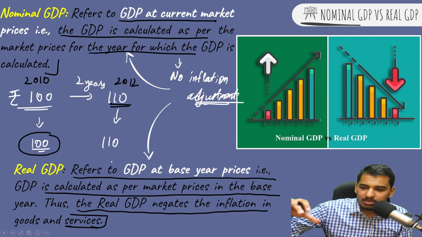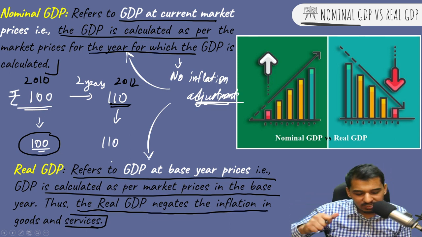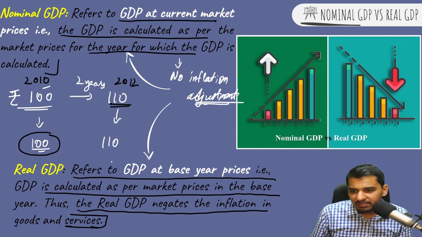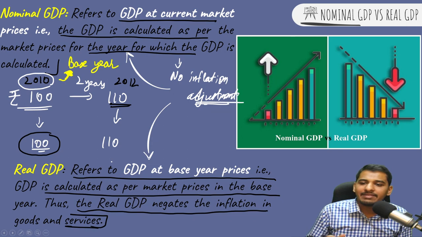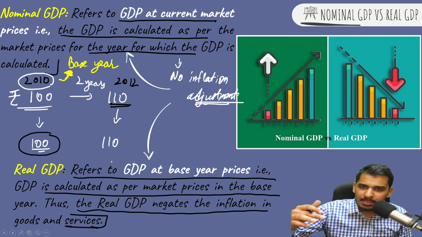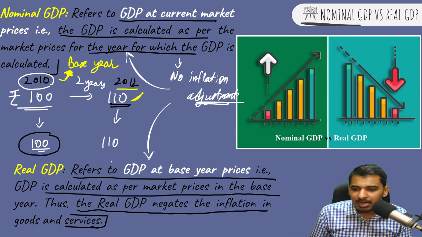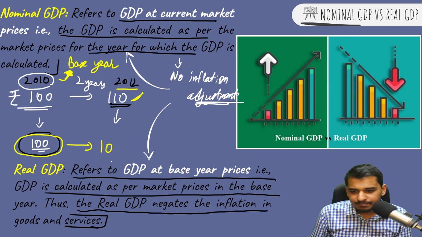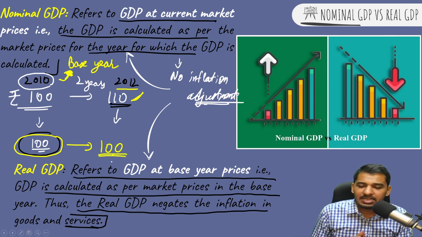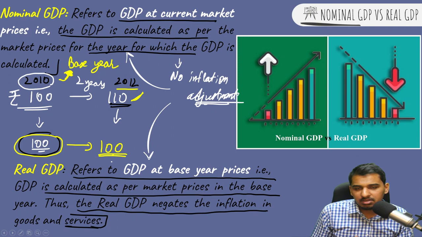Now, please listen to this carefully: if I have taken 2010 as my base year, then even if the price has increased in 2012 to 110, my real GDP will remain the same. From 100, it will remain only 100. So in case of real GDP, you negate the inflation.